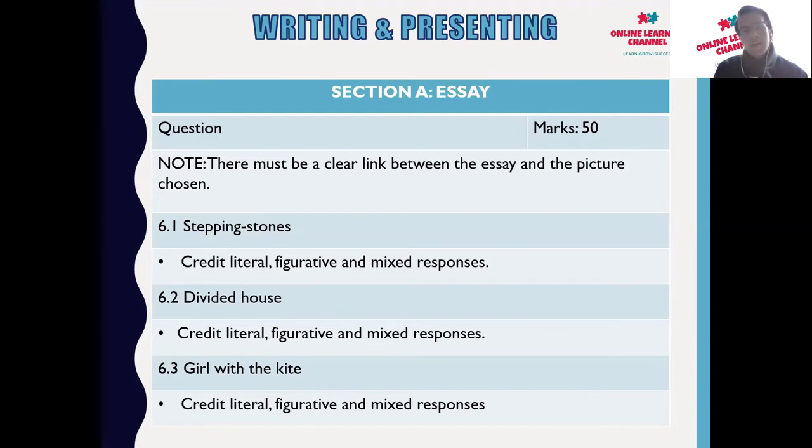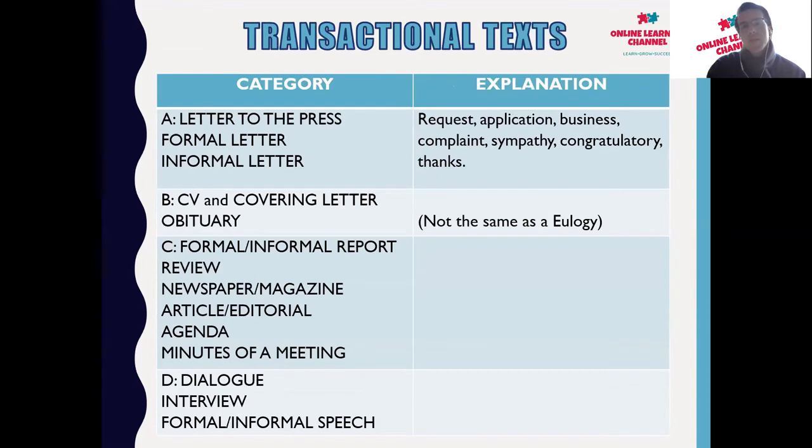Then a divided house, again, credit will be given to anything that's literal, figurative, or a mixed response, perhaps something that you've experienced yourself or something that you've seen others go through when it comes to a divided household. And then the girl with the kites, again, credit will be given to literal, figurative, and or mixed responses. It's again up to you completely. Make use of your imagination, be creative, think not necessarily out of the box, but just try and be as unique and as authentic and as original as possible when elaborating on those particular pieces.